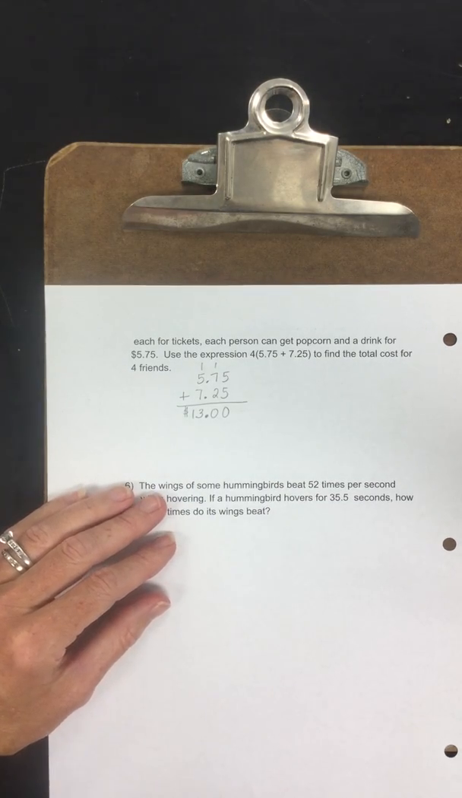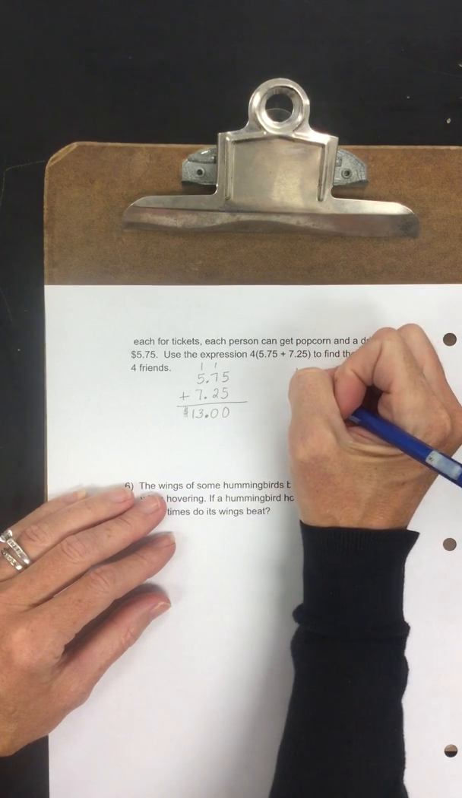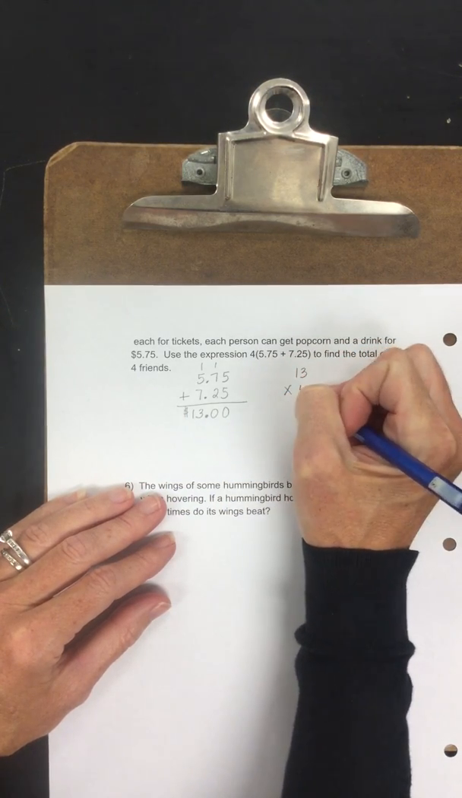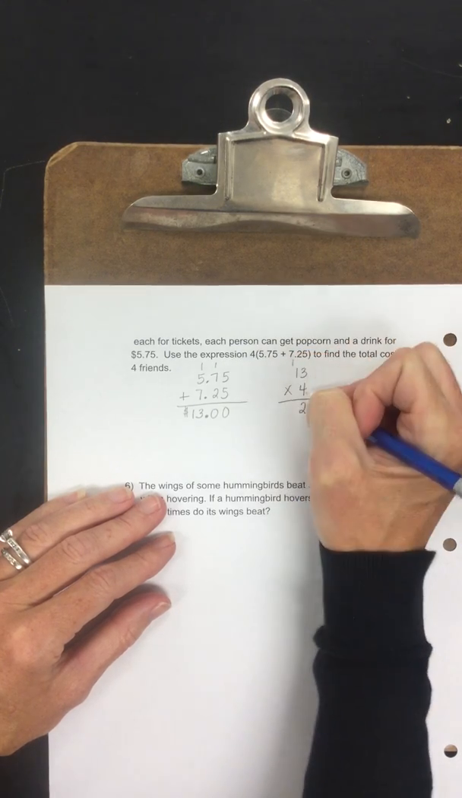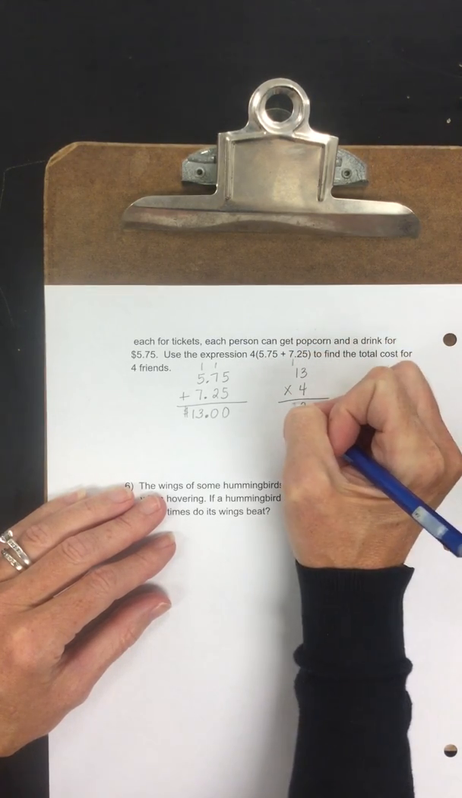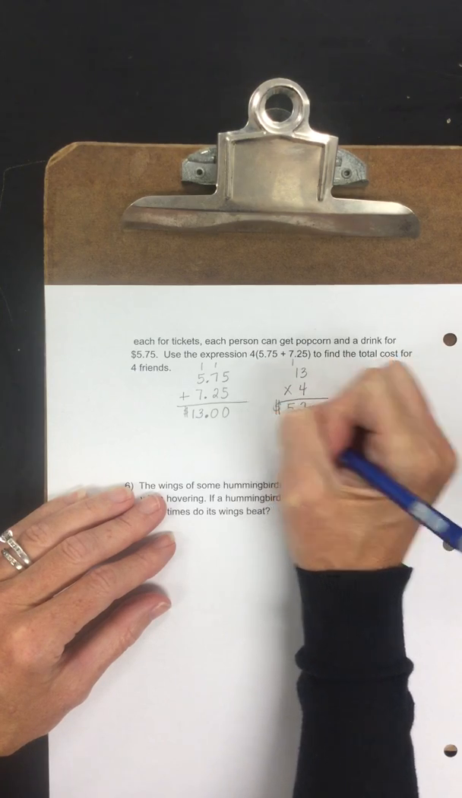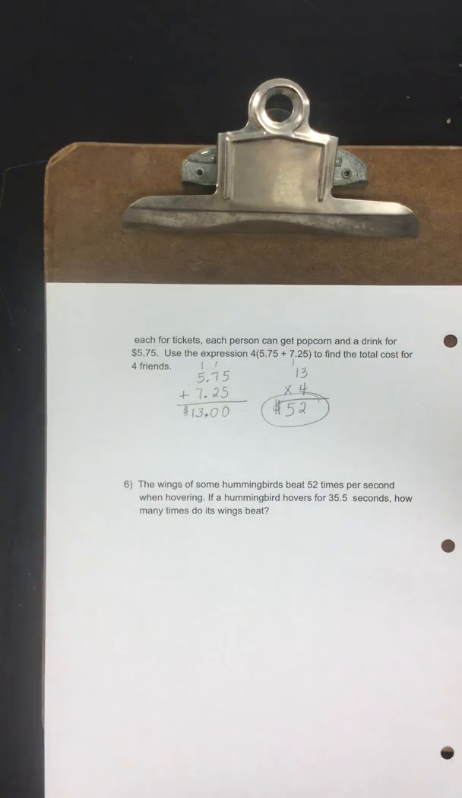And then we want to know the cost for 4 friends. So 13 times 4. 4 times 3 is 12. Carry your 1. 4 times 1 is 4, plus 1 is 5. So it looks like $52 would be the total for 4 friends.